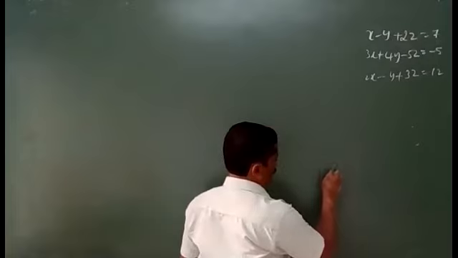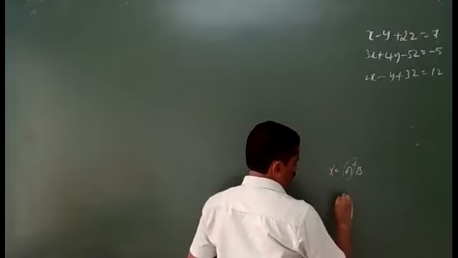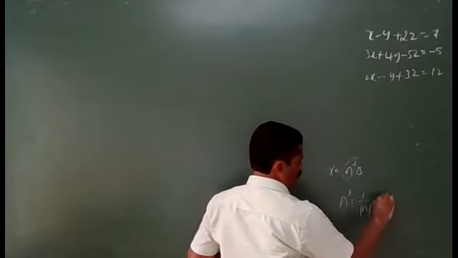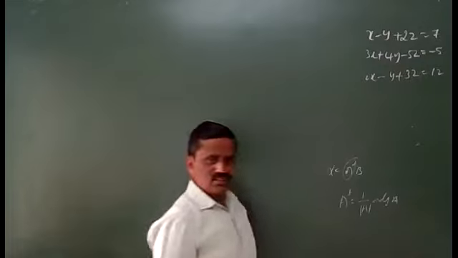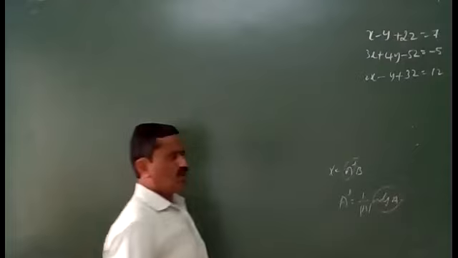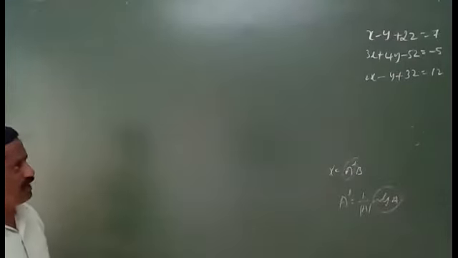For that we have a formula: X is equal to A inverse into B. We have to find A inverse. So A inverse is equal to 1 divided by determinant of A into adjoint of A. To find the adjoint, we have to find the cofactors. We know how to find cofactors. First of all, we write what? The coefficient matrix. We know how to write a coefficient matrix.